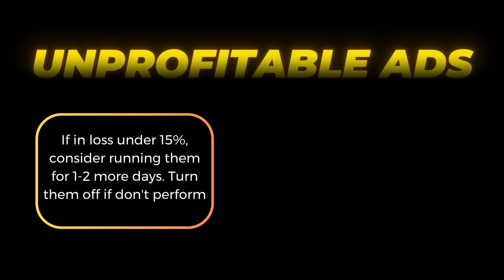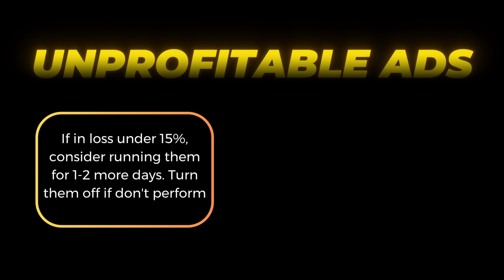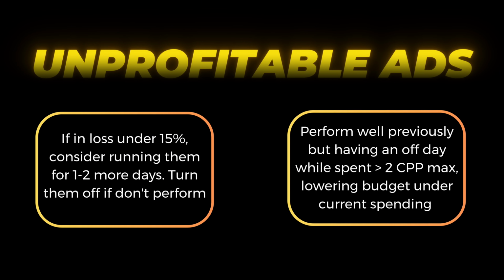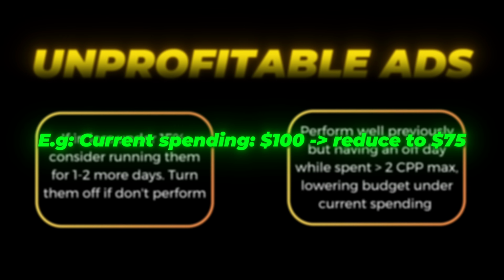For the unprofitable ads, if they are still bringing in sales but running at a slight loss, around 10-15%, let them continue for another couple of days. If things don't improve after that, go ahead and turn them off. If the ads were previously performing well but are having an off day with no sales after spending twice the maximum cost per purchase, consider lowering the budget. For instance, if you're currently spending $100, try reducing it to $75.